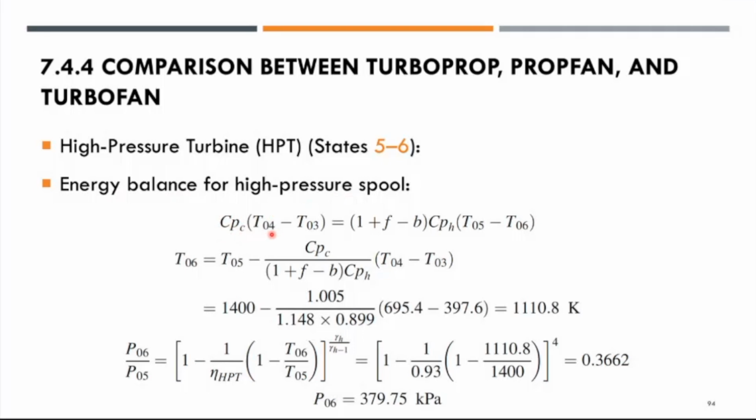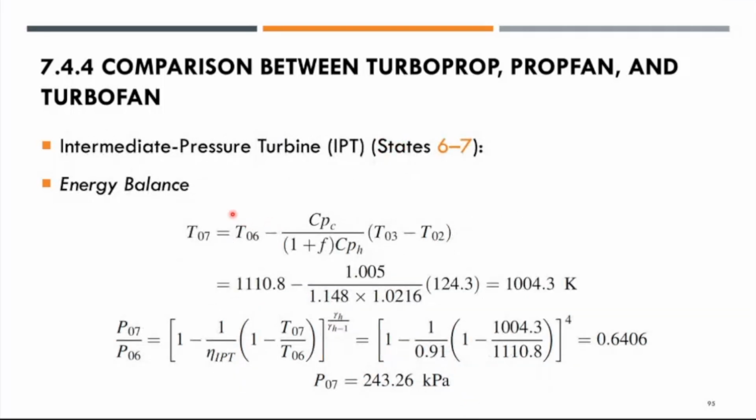Moving into the high pressure turbine, state 5 to 6, using the energy balance for the high pressure spool, between states 3 and 4 and 5 and 6, you obtain T06 at 1110.8 Kelvin. Moving into the pressure, you obtain P06 of 379.75 kilopascal. Moving into the next state, 6 to 7, the intermediate pressure turbine, using the energy balance again, you obtain T07 of 1004.3 Kelvin, with the respective pressure P07 of 243.26 kilopascal.